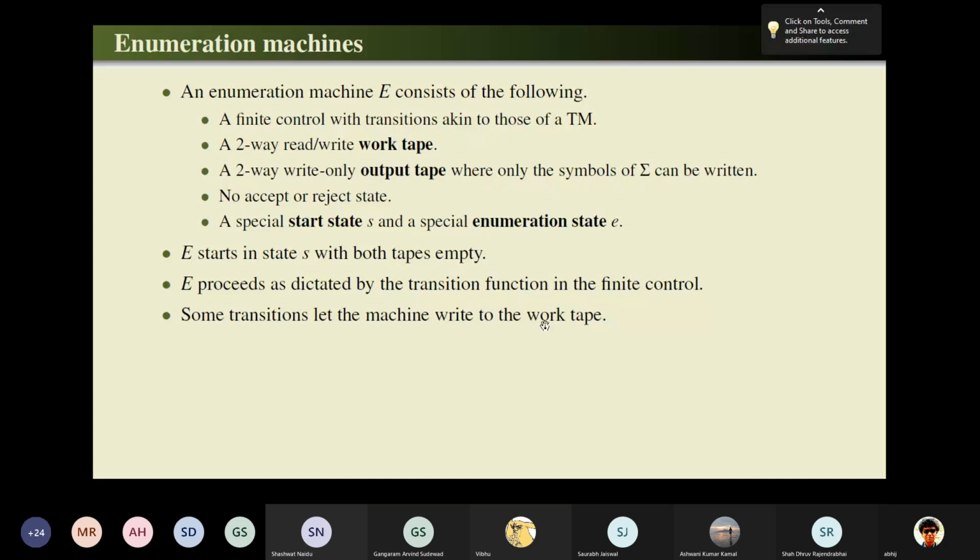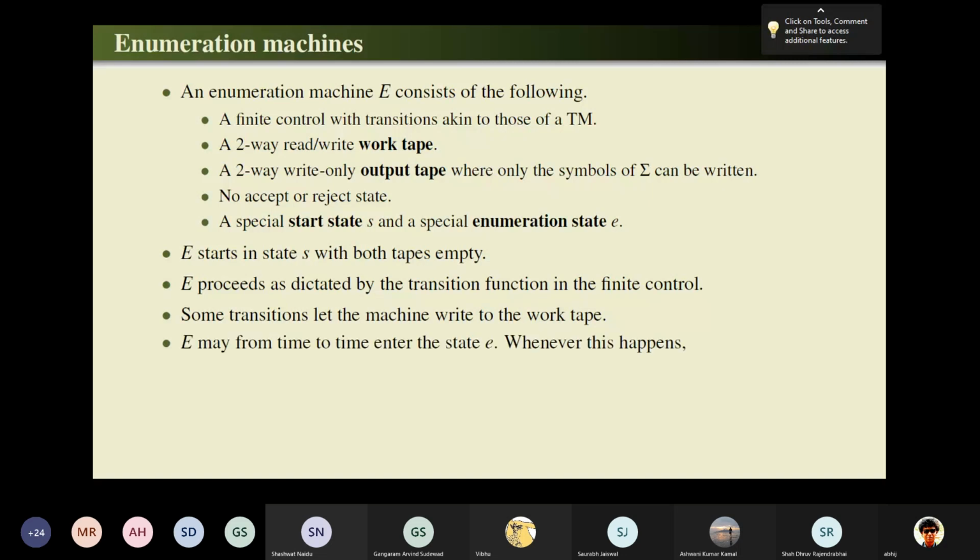No, not work tape. It should be output tape. So this is a mistake. Some transitions let the machine write to the output tape. Work tape, of course, is like a normal Turing machine tape. It can read, write, do anything there. But from time to time, it will write to the output tape. So there are two mistakes on the previous slide.